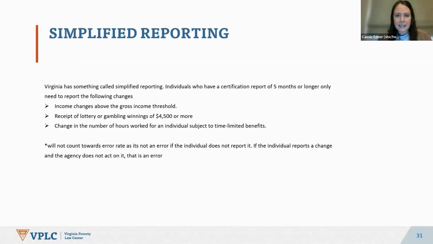the change in circumstances. So for households that have certification periods of 5 months or longer, you only have to report certain changes: income changes above the gross income threshold, lottery or gambling winnings of $4,500, and changes in the number of hours worked. You're going to get a notice. Review that notice for what you have to report, including what income above a certain threshold you have to report. So you want to look at that.